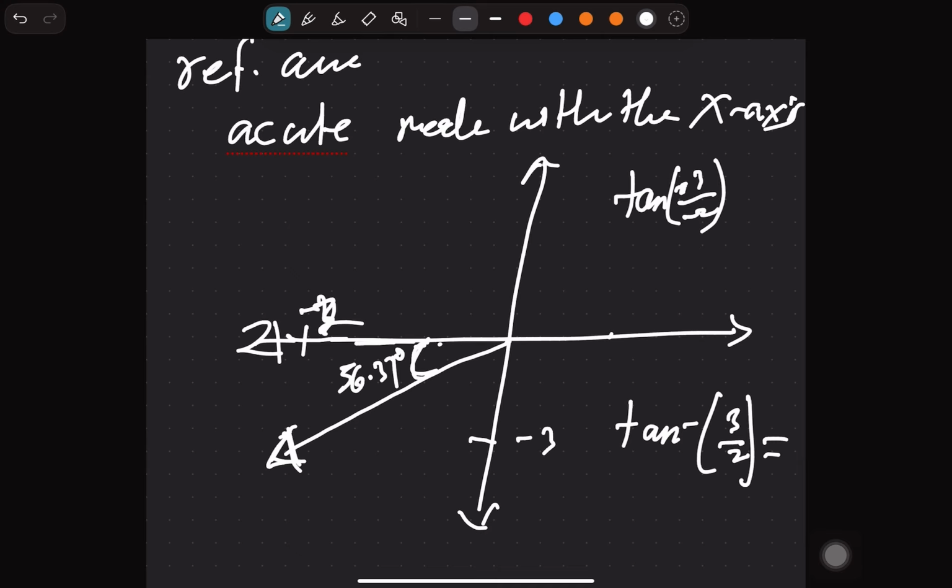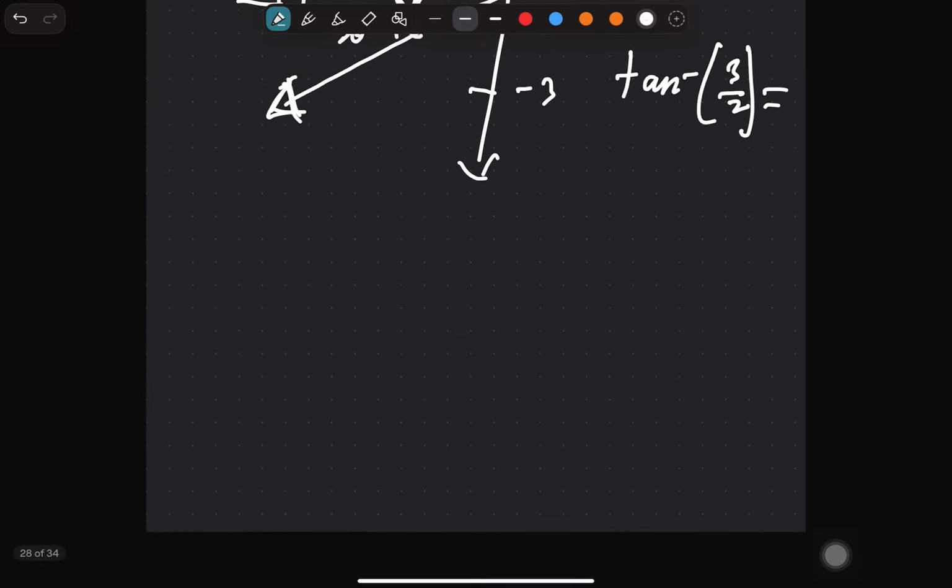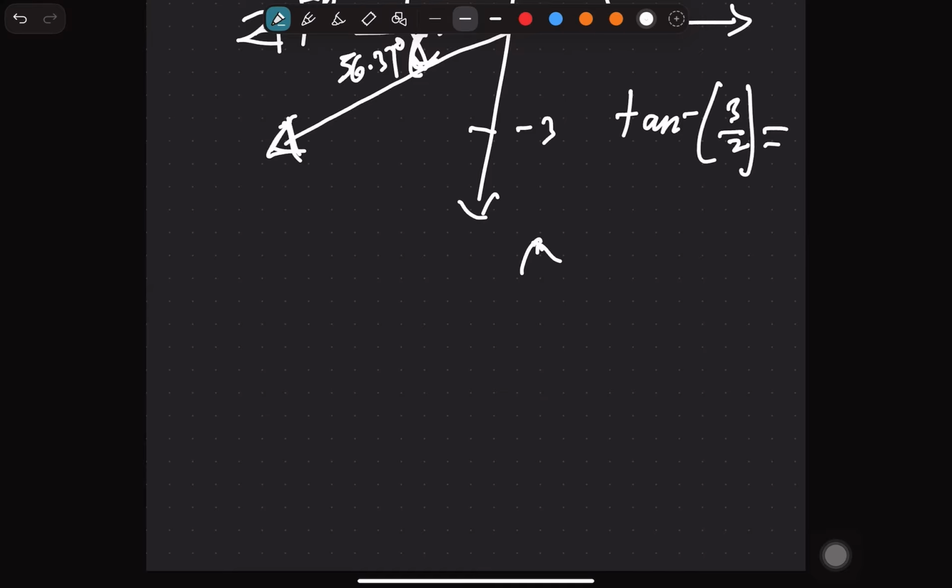Now we know that this is the angle we are interested in, from the positive x-axis all the way to this. This is what we call our argument, the principal argument. But we know that from here to here is 180 degrees. That's 2 quadrants. So 180 degrees, then we just add it to that to get our argument. Okay, now let's take another complex number.